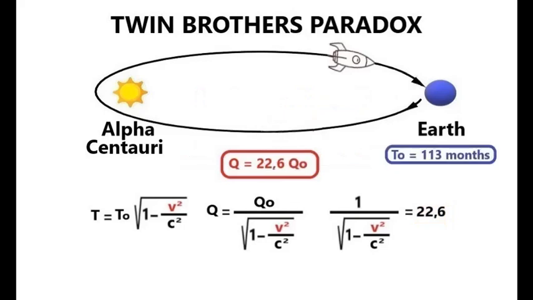When the traveling twin returned, he had spent 113 months on Earth. That is, 9 years and 5 months. But on the spacecraft only 5 months, 9 years less than on Earth. For more than a century they were searching unsuccessfully for a simple and understandable explanation for this phenomenon.